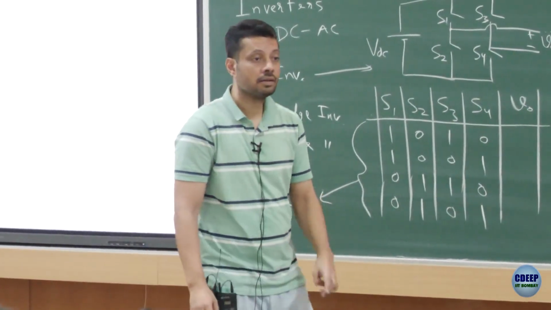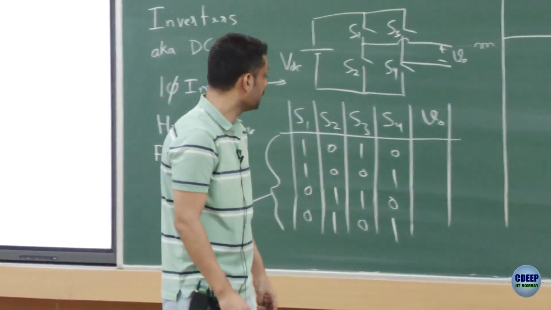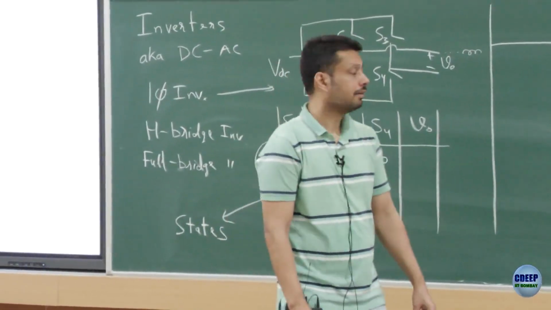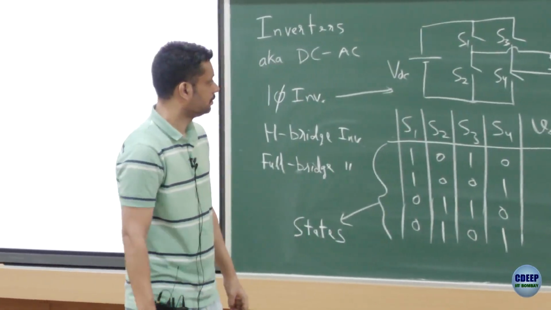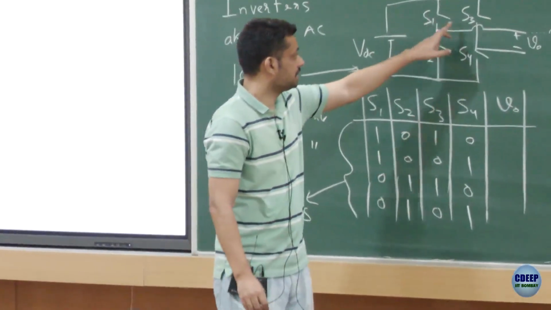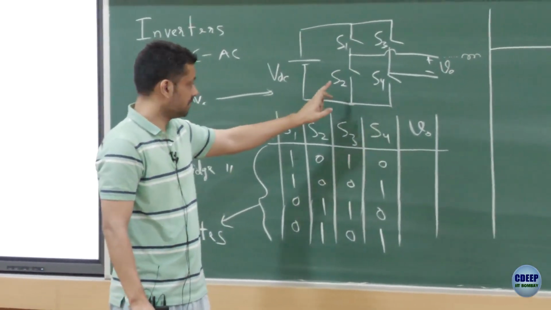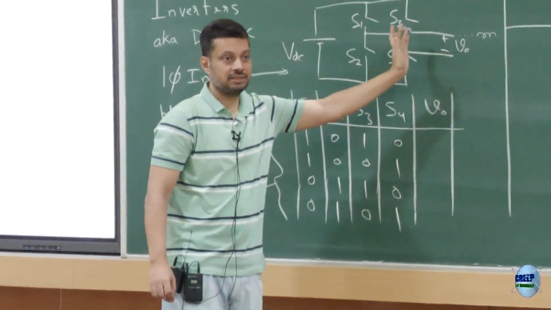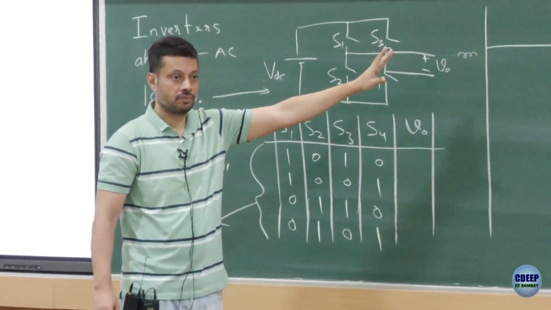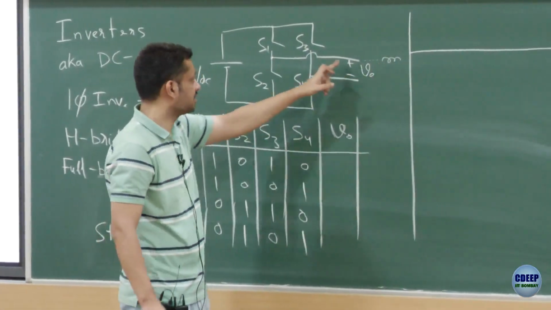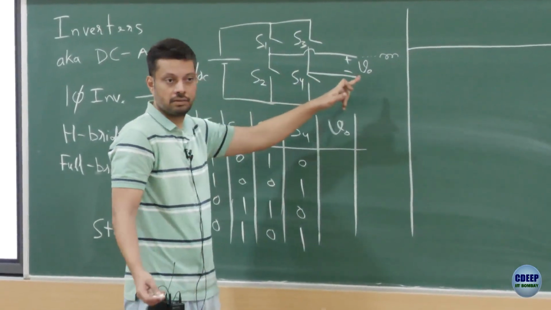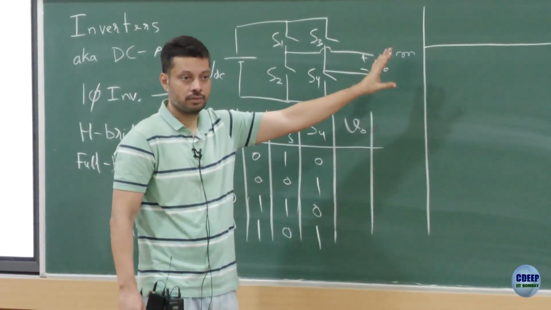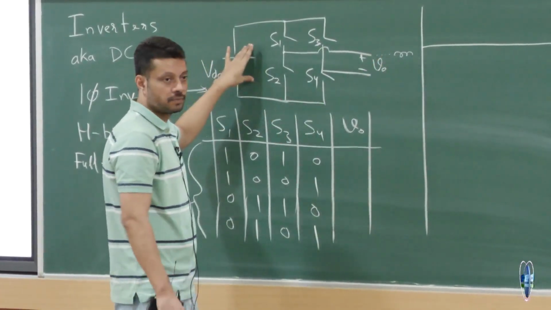Sorry? Why are you saying S1 and S3 cannot be on together? How is that a short circuit? S1 is this, S3 is this. This is S2. So if I turn on these two, this is not a source, this is a load. So if maybe there is an inductance, for example, its current will freewheel from here. This is the output. You get the point? This is the output. This is the source.